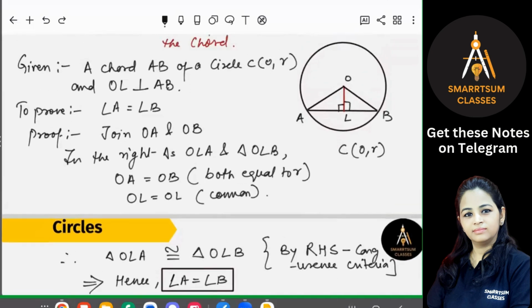So how have we proved this? We have proved the congruency of these two triangles here, right? And by this we have proved that both parts of the chord, AL and LB, are equal. Therefore, whenever we draw a perpendicular over a chord, it always bisects the chord. Is that clear? So this is theorem number 6.